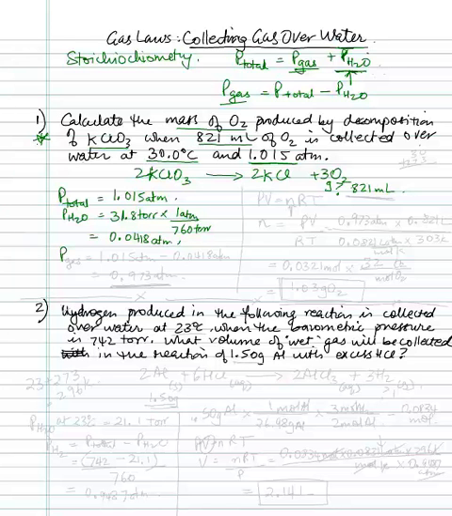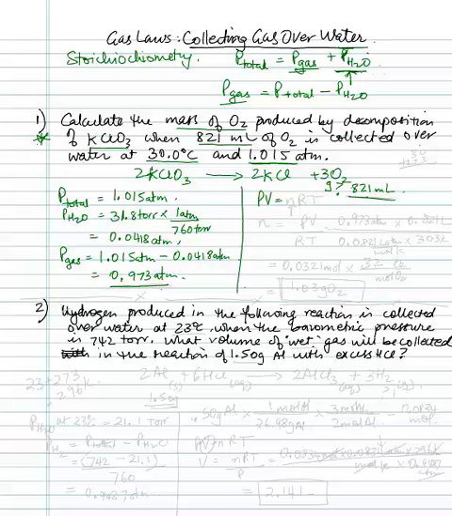All right, so then the pressure of gas of oxygen is going to be P total, which is 1.015 atmosphere, minus the pressure of water, which is 0.0418 atmosphere, and that is 0.973 atmosphere. Okay, so that is our pressure. So then the question is asking for how many grams of oxygen are collected.